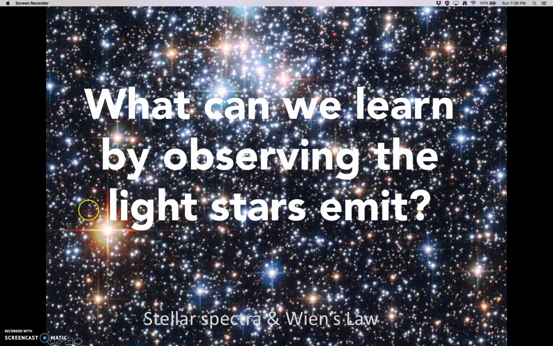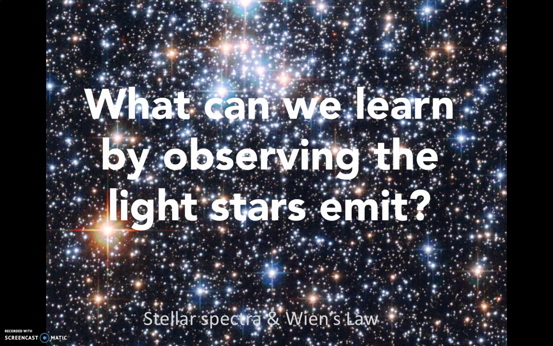So today we're going to think about what we can learn by observing the light coming from stars. There are lots of stars in the universe. You can see in this picture of stars in the sky the differences that you can spot: some stars are smaller and larger. Some stars have different colors. Some are redder, some are bluer, some are yellower.